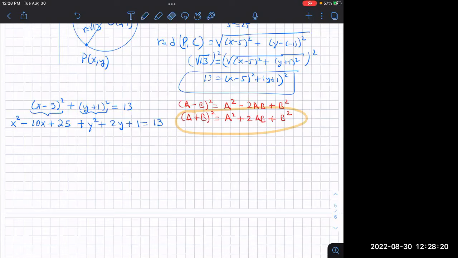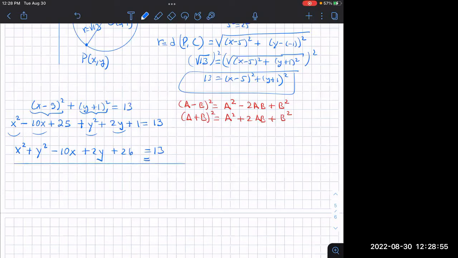Very good. To get to the general form, we keep the x squared first, then the y squared, then the x, then the y terms, and then combine like terms. So I get x squared plus y squared, minus 10x plus 2y plus 26 equals 13. And then one side has to be 0. So what do I do?